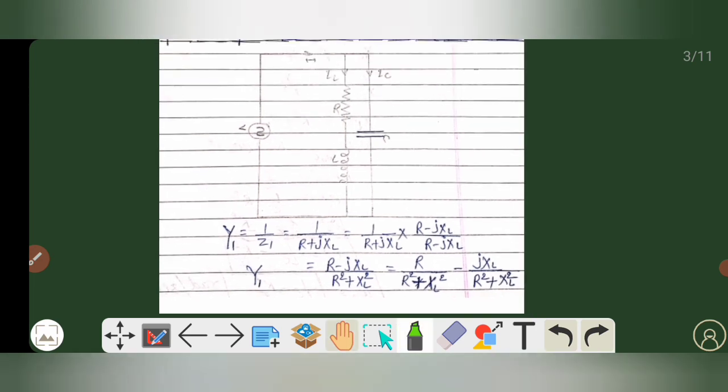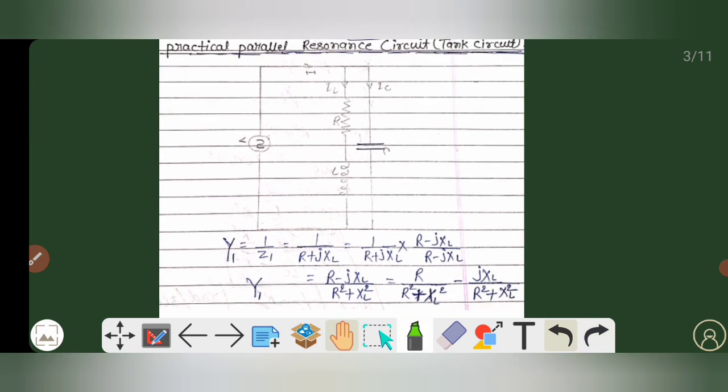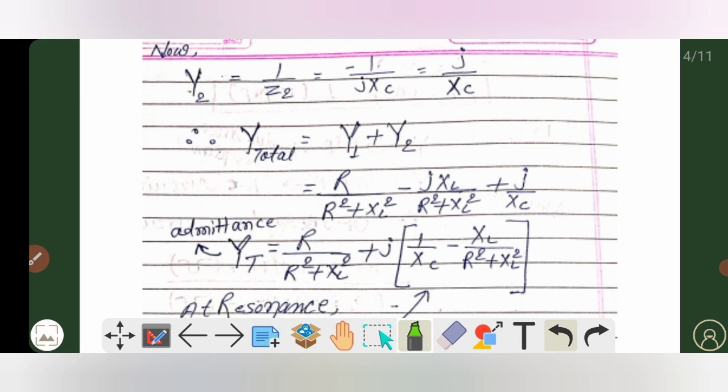Now this is basically the value of y1. Now if you want to calculate the value of y2, then as we know, in y2 only the capacitor is connected, so y2 will be equal to 1 by z2, and the value of z in case of a capacitor is minus jXc. So 1 by z2 will be equal to 1 by minus jXc, and if we send this j to the numerator, then it will be equal to j by Xc.